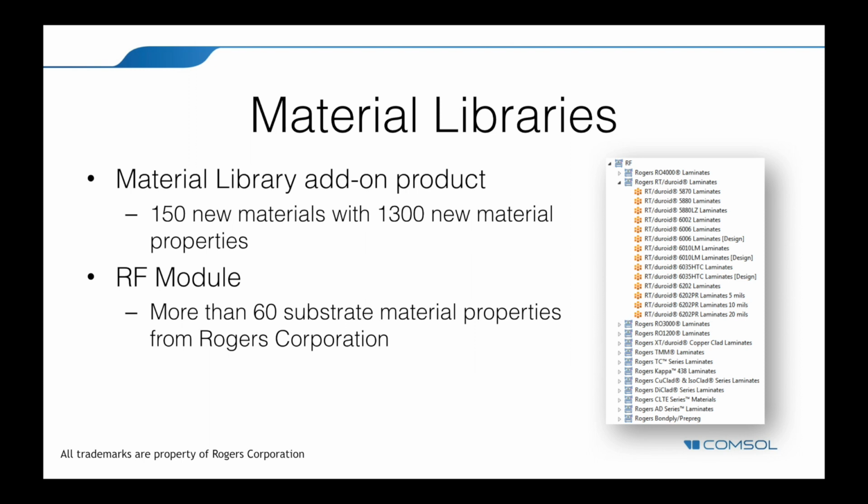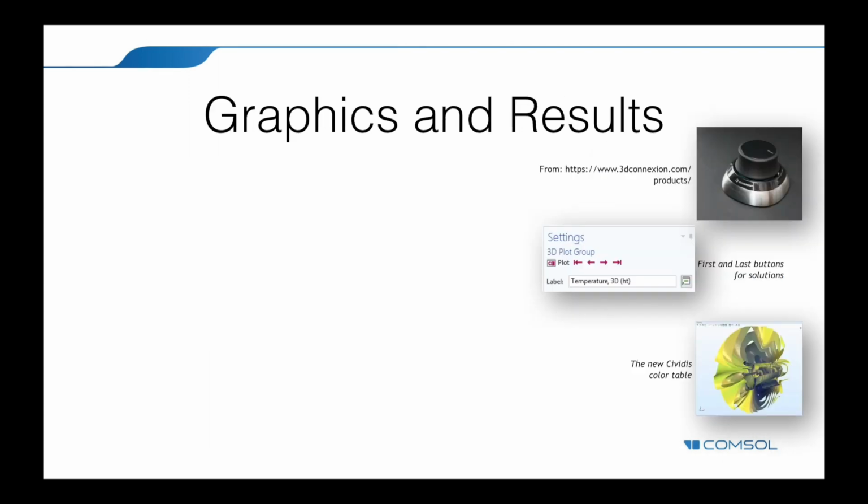Some few words about material libraries. In the material library add-on product, you will have 150 new materials and 1300 new material properties. This includes new types of thermoplastics, hot work tool steel, plastic mold steel, and others. With the RF module, we are now including more than 60 substrate materials from Rogers Corporation, a well-known company in the microwave circuit materials industry.